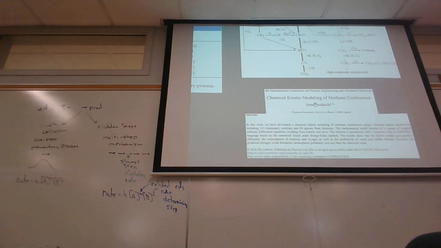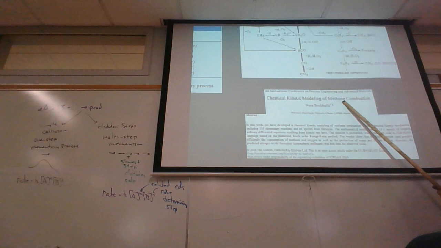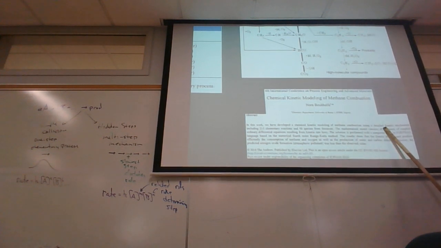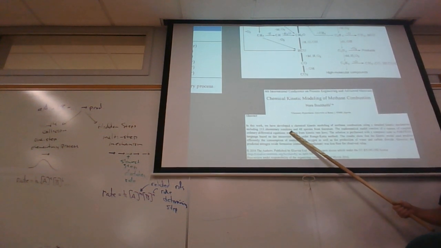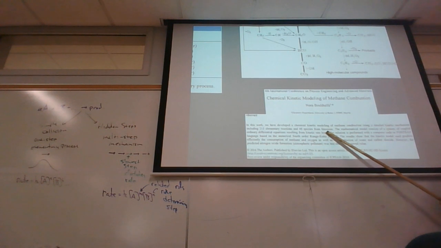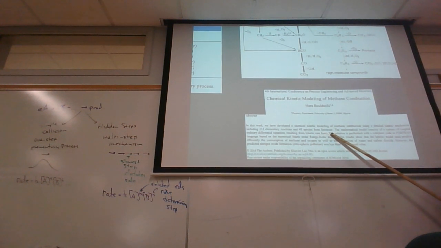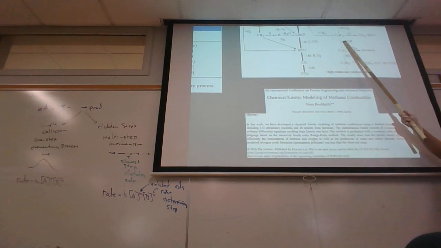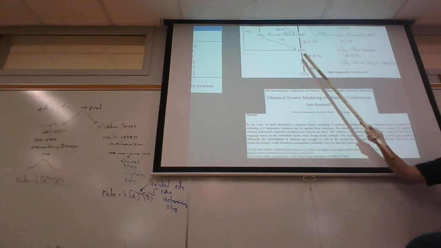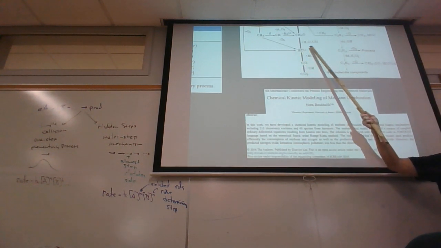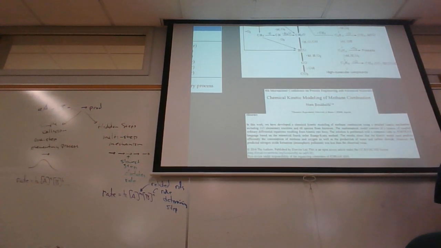This is a paper from 2016, the chemical kinetic modeling of methane combustion. They have a detailed kinetic mechanism, including 213 elementary reactions and 48 species from the literature. And then lots of branches here. So, even though there are only 213, there are many, many branches, many, many different paths that it can go.